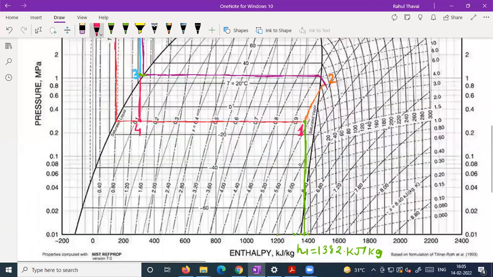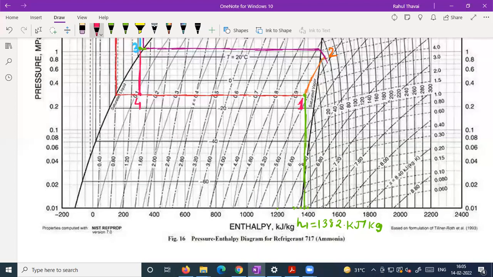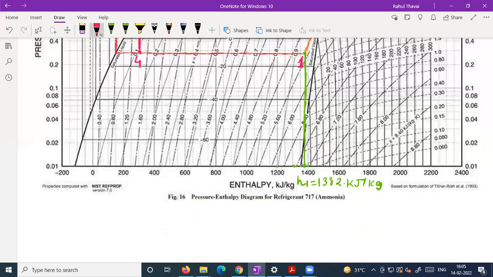Yes. Let me know, how to calculate COP? Can anybody let me know how to calculate COP? COP is given by what? Desired effect upon work input, right?